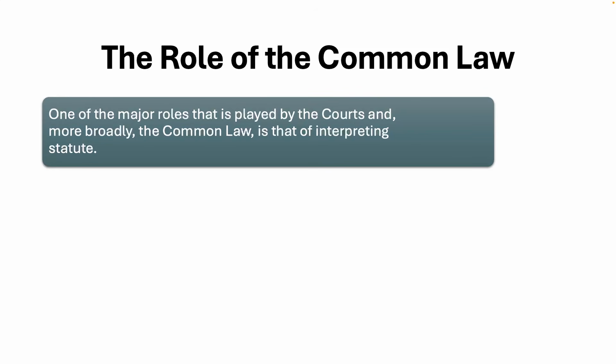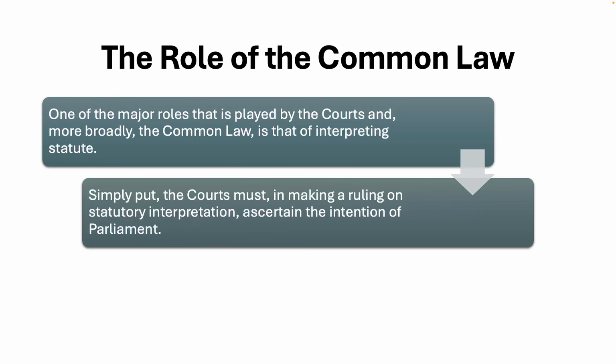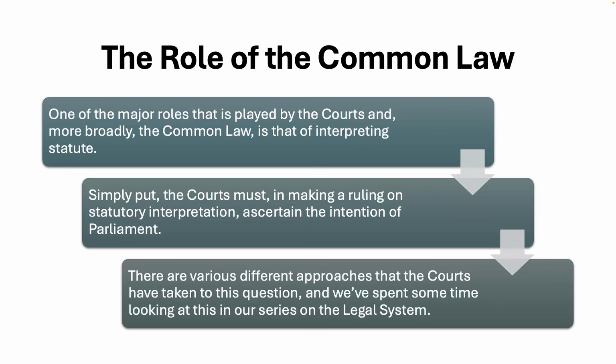So fundamentally then, one of the major roles that is played by the courts, and more broadly the common law, is that of interpreting statute law. And simply put, the courts must, in making a ruling on statutory interpretation, ascertain the intention of Parliament. We'll talk about statutory interpretation and the various different approaches to statutory interpretation, the golden rule, the mischief rule, for example, the purposive approach, when we spend some time looking at this in our series on the legal system, because that's where we will spend most of our time talking about the common law.